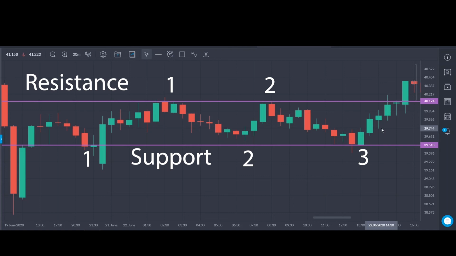Okay, I hope this helps. And the more you do this, the better you'll get. And it will almost become like an automatic process. Just using this basic skill has made me so much money.